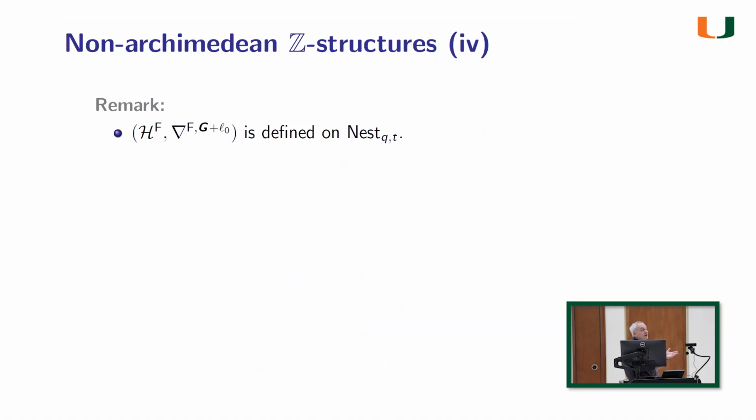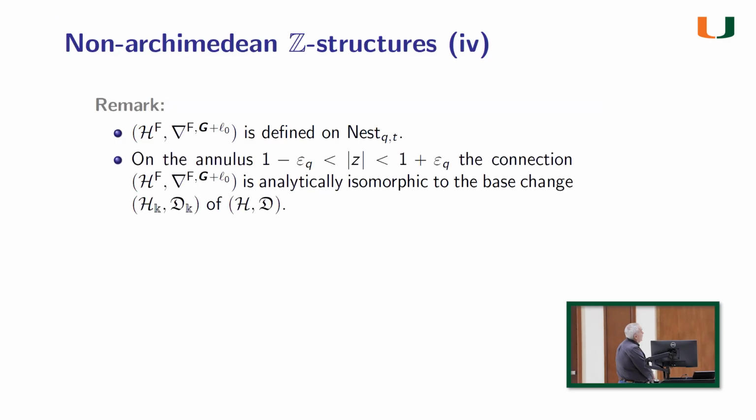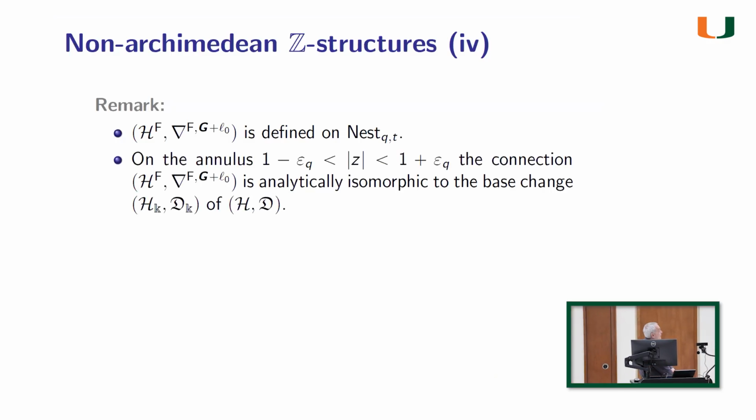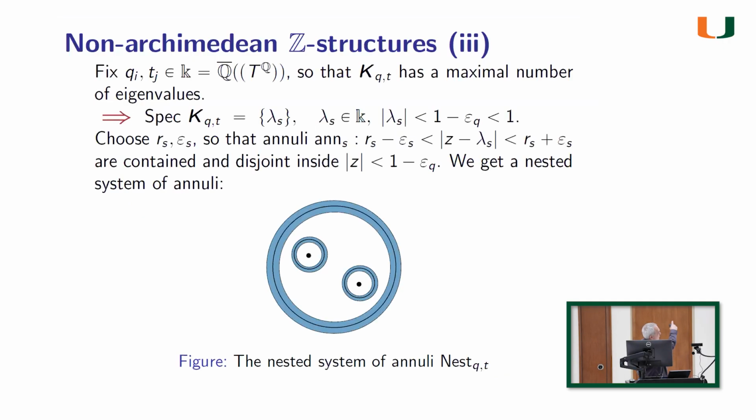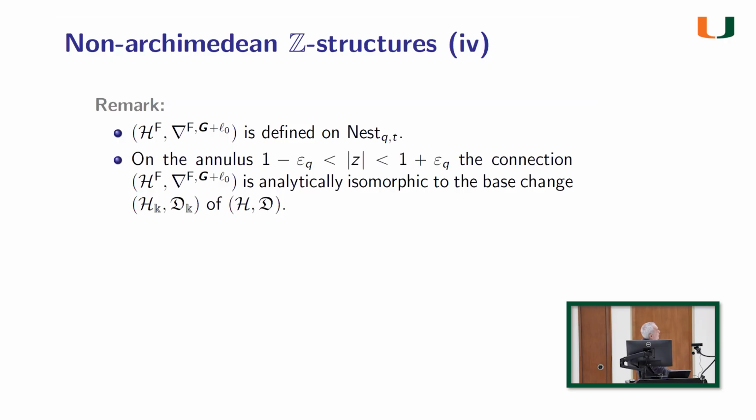And our quantum connection, the Fourier transform quantum connection, is defined everywhere outside of infinity and the spectral cover. So in particular, it's defined on this nest, this union of annuli. On the outside annulus, the big one near infinity, it's actually analytically isomorphic to this variation of Tate-Hodge structures that we constructed by using just classical linear algebra. And you can base change it to K.